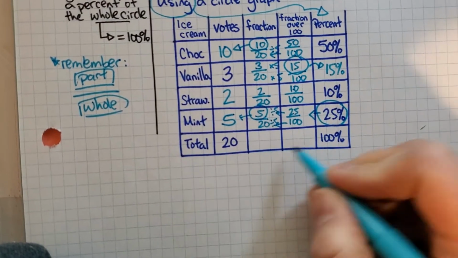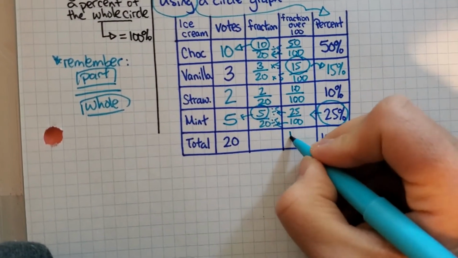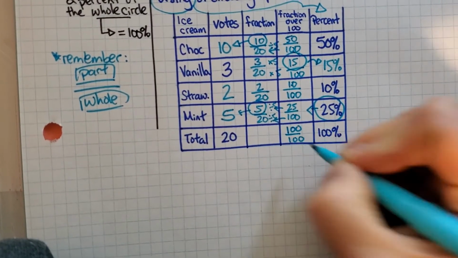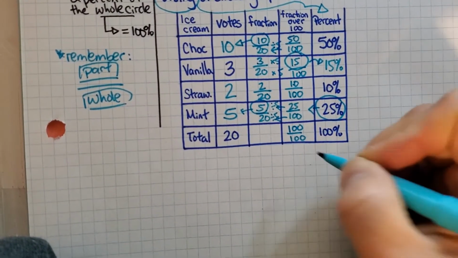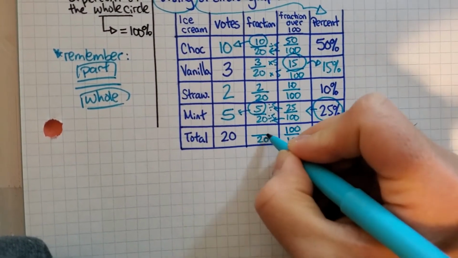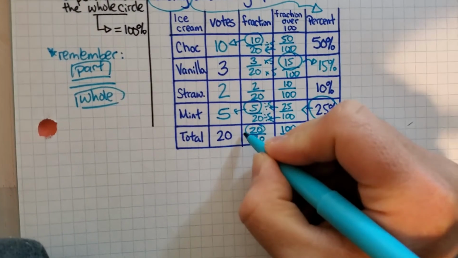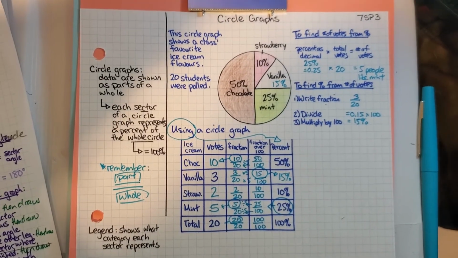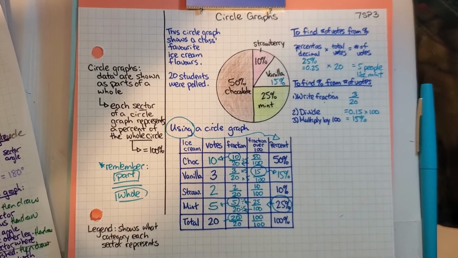And I put this total on the bottom here, just so you can see. 100% is 100 out of 100. Out of 20, divide by 5, divide by 5. 20 out of 20. That's the top number still. Total is 20. So that wraps up how to use a circle graph.